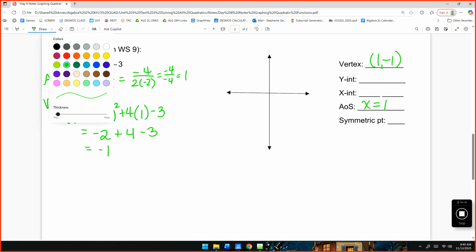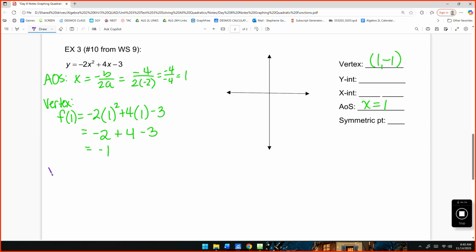Okay, let's figure out these x-intercepts. Solve a related equation where 0 is equal to negative 2x squared plus 4x minus 3. Okay, so now we've got to choose a method. You don't have to jot all these down, I'm just doing this for illustration purposes. Not square root property. Will this factor?